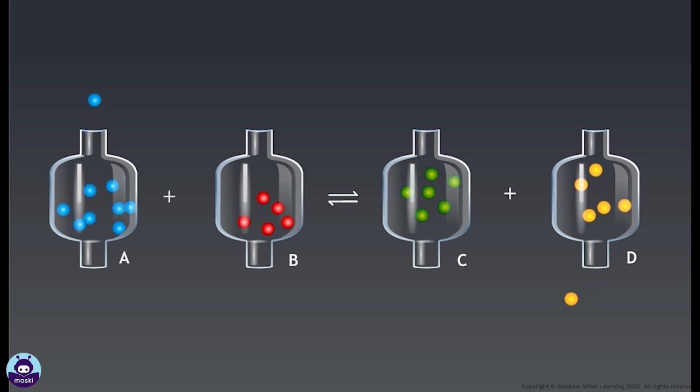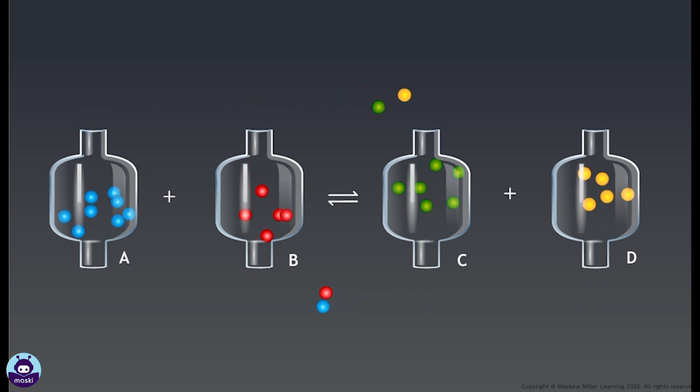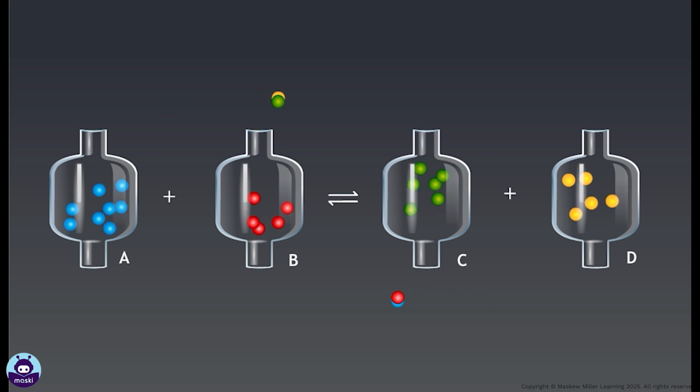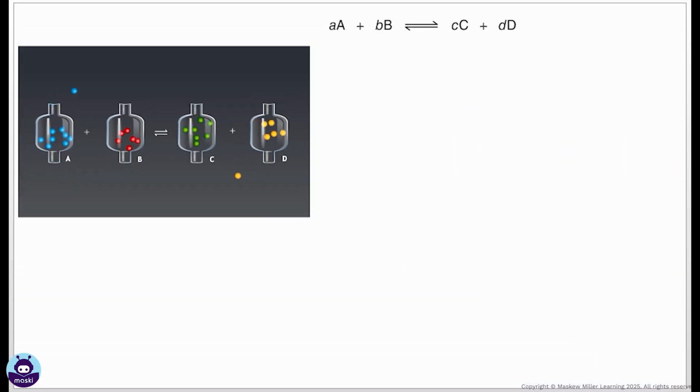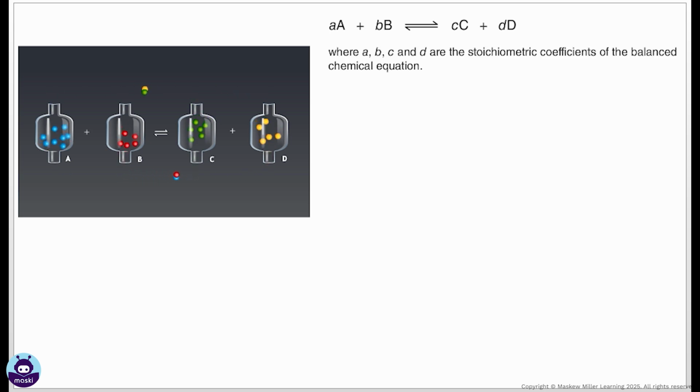Expression for equilibrium constant. Consider the reversible chemical reaction between reactants A and B, giving products C and D, represented by the given equation: aA + bB ⇌ cC + dD, where lowercase a, b, c, and d are the stoichiometric coefficients of the balanced chemical equation.